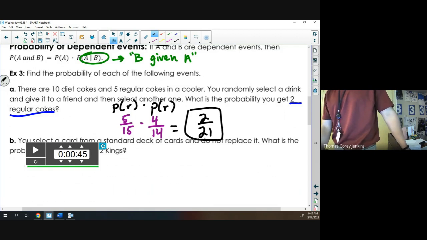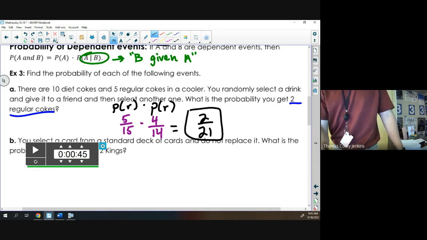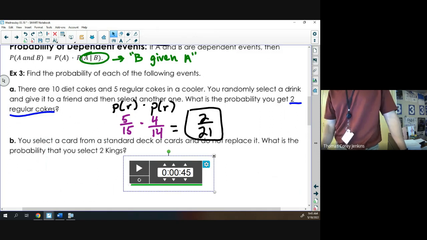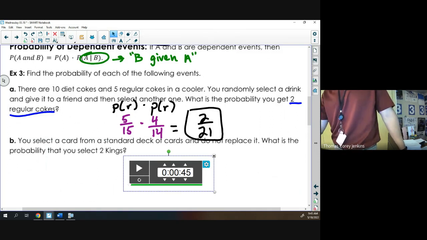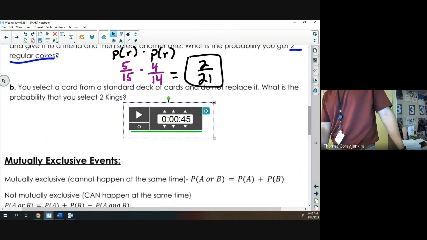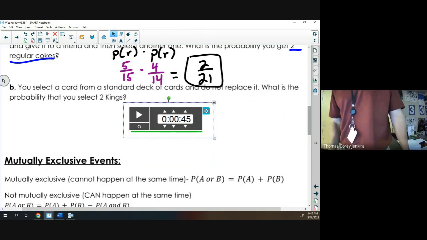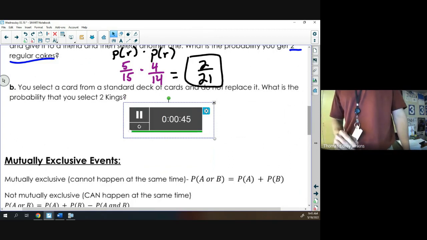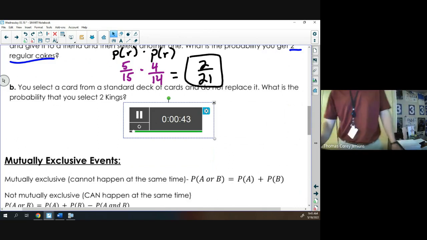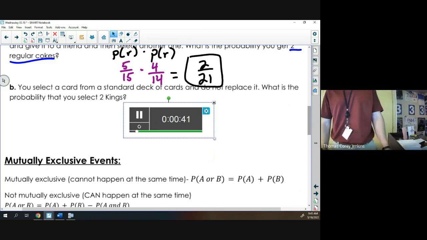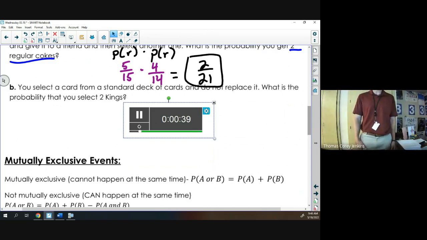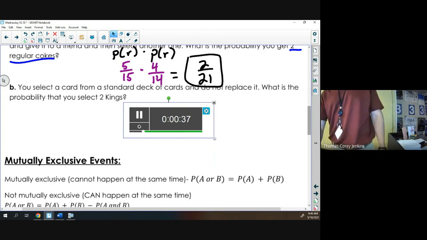Any questions? All right, another common type of problem would be select a card and then don't put it back and select again. So go ahead and try the next one. As you were selecting from a normal deck of 52, what's the probability we get a king and then another king? So probability of king and then probability of king given king on the first draw. What would that give me?